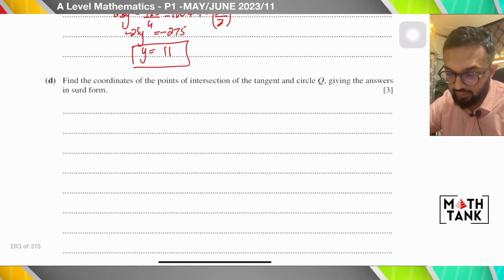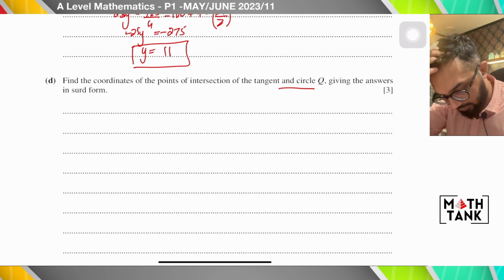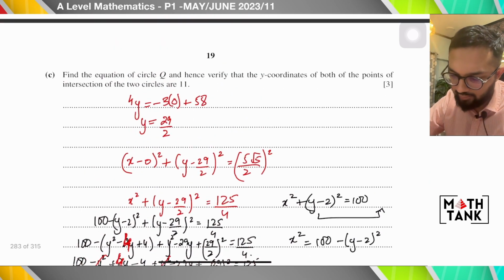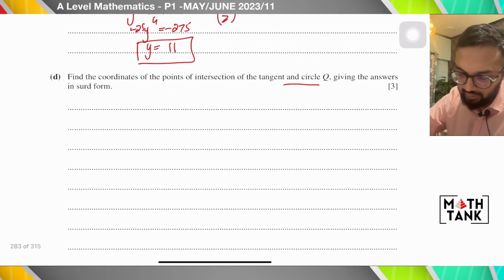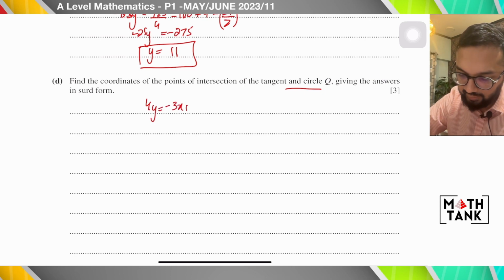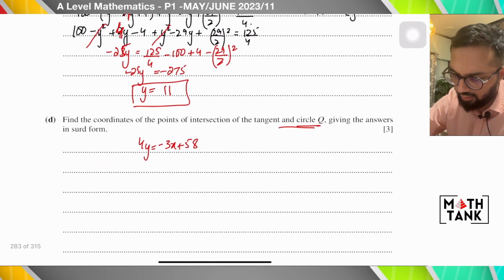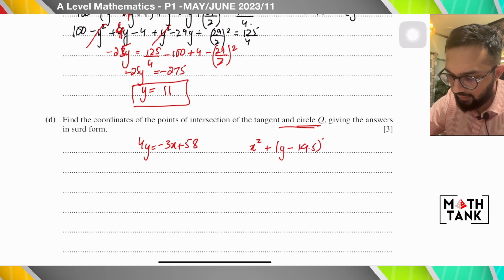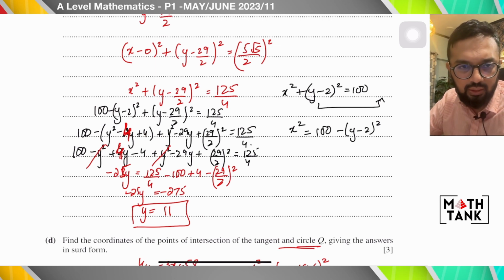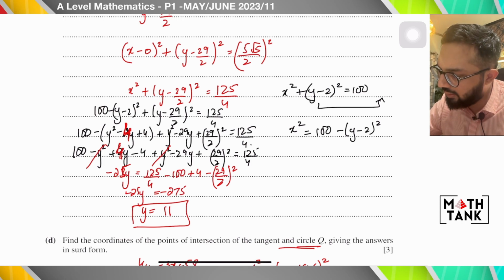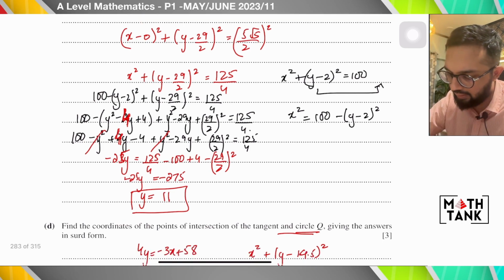It says find the coordinates of the point of intersection of the tangent and the circle Q, giving the answer in surd form. Surd form means in the form of roots. So what was the tangent? 4y equals minus 3x plus 58. And circle Q is a little complicated. In any case, we will have to work through it. Let's write 14.5, it makes it easier. Now 125 over 4 is 31.25.